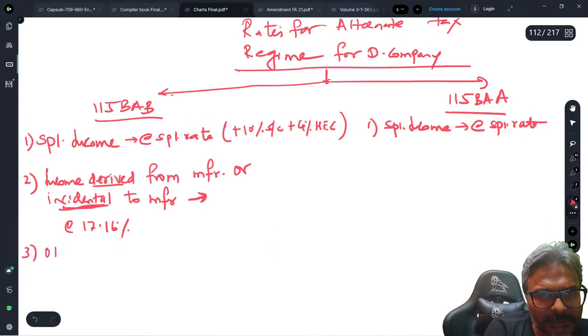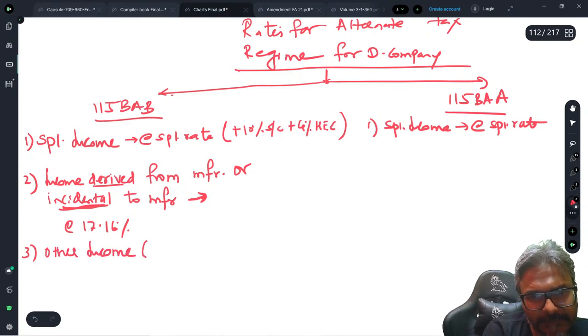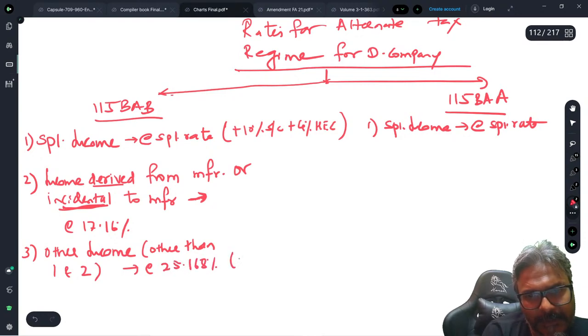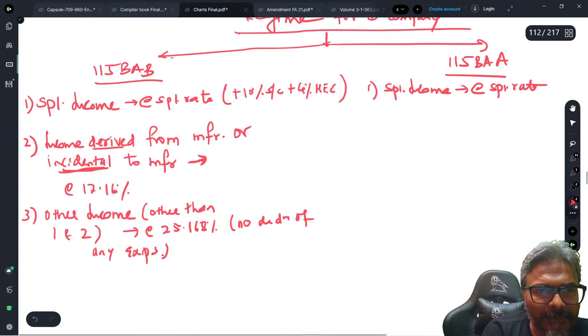The third one, students, is about other income, other than 1 and 2. No deduction of any expenditure.